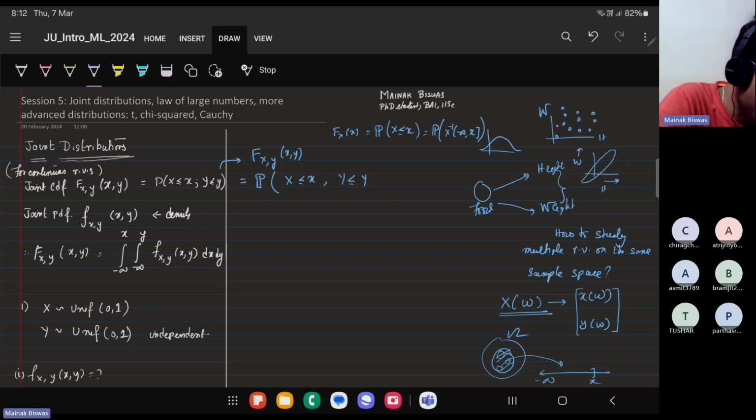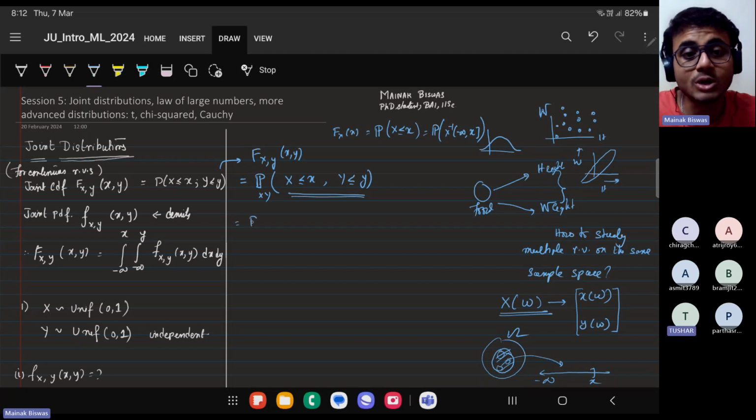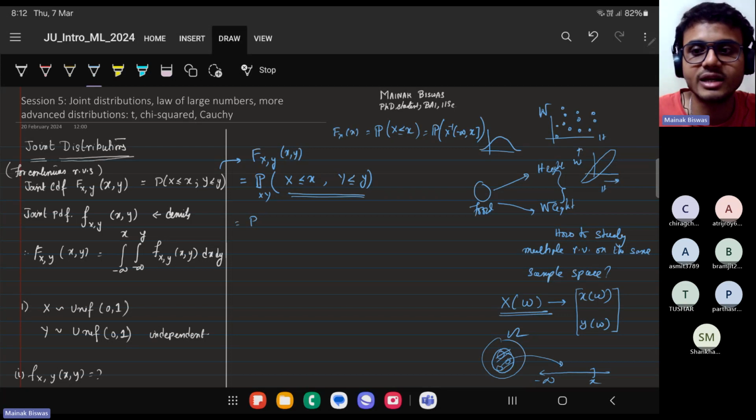You could define it anyway, but the idea is both of the events should occur, right? As Chirag is telling me, both of these events should occur. What does this mean in the actual set theoretic definition? This is the random variable. This is what will help you to do the math. But what is the probability idea? What is the actual set theoretic idea of this?